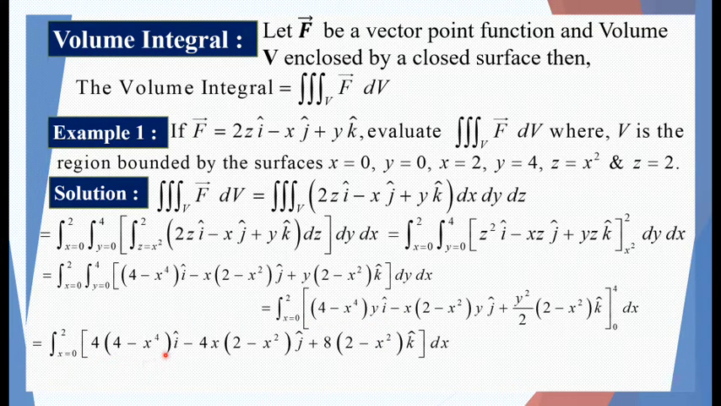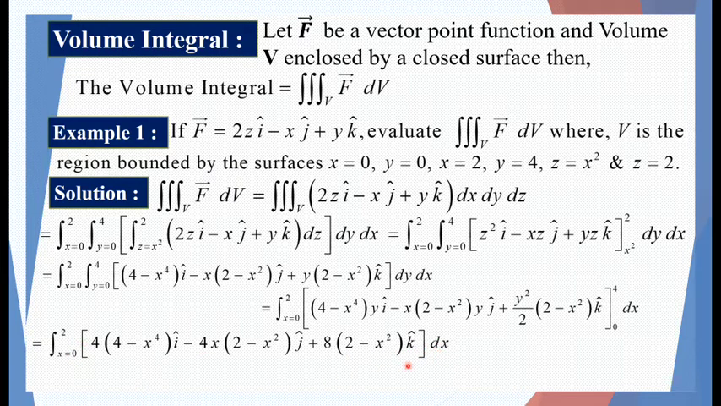So 4 into 4 minus x raised to power 4 i minus x j, 2 minus x square is the constant, and on putting upper limit minus lower limit in place of y, we will get only 4 because 4 minus 0 is 4. Now 2 minus x square is the constant. Putting the limit 4, it is 4 square, it is 16. 16 by 2 is 8 minus 0, so it will be only 8. So 8 times 2 minus x square k dx.